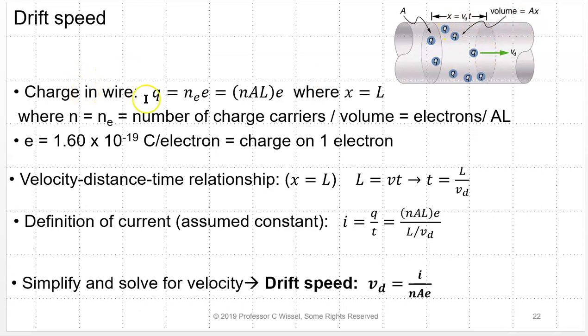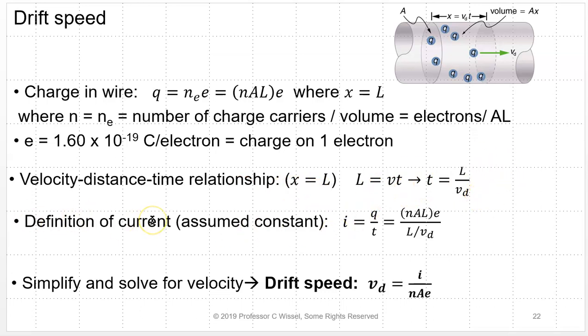So the charge on the wire, Q equals N_e times e, that will equal n, which is the number of charge carriers per volume, times the area times the length of the wire, times the charge on the electron, where x and L are the same here. Where n, of course, is the number of charge carriers per volume, and that's the electrons per volume. And the volume in here is area times length. The charge on the electron is 1.60 times 10 to the minus 19 coulombs per electron. The velocity-distance-time relationship, where x equals L, L equals v t, or t equals L over Vd.